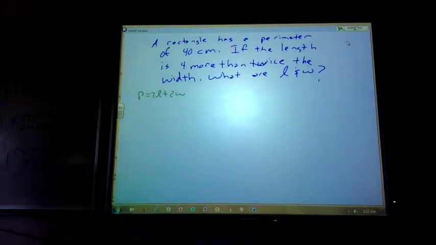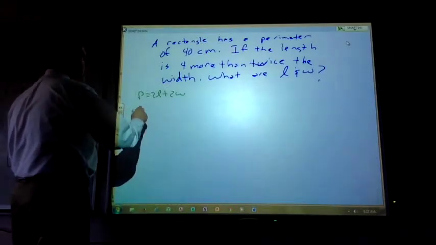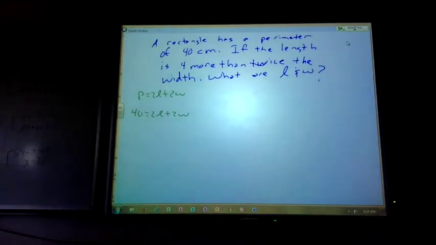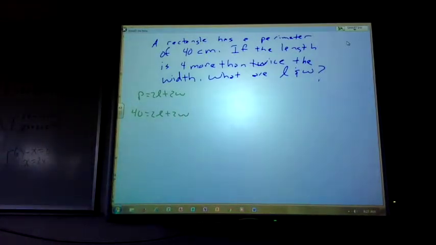All right, so we do know 40 equals 2L plus 2W. At this point, I know I have L and W that are still unknown. So right now, I can't really solve unless I go a little bit further. Do you agree? Okay.